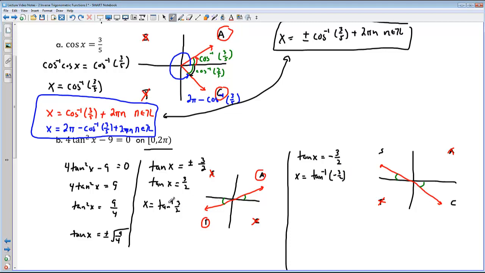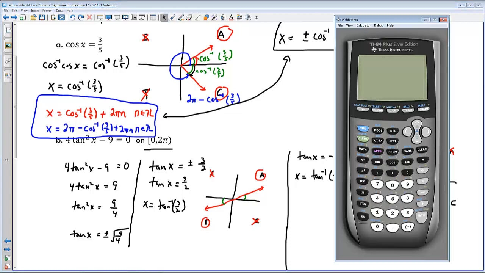Let's put parentheses around these for fun. All right, and then we can see if they're actually reference angles. If they're reference angles, remember the angles always have to be positive. And if they're not, we'll just make it positive. So let's check it out. On here, I'm going to hit second tan inverse and 3 divided by 2. And I get a positive number. So this is the reference angle.